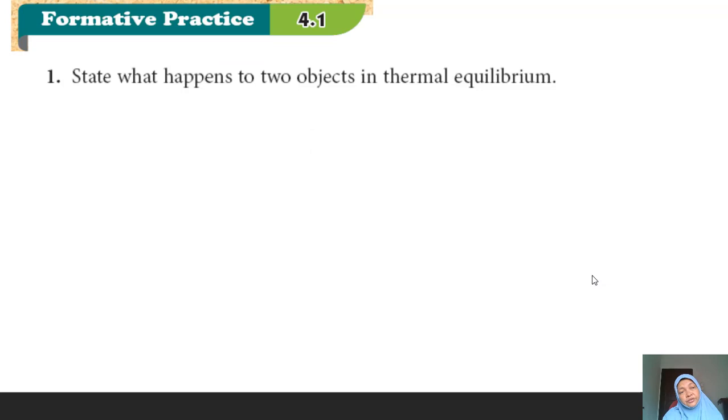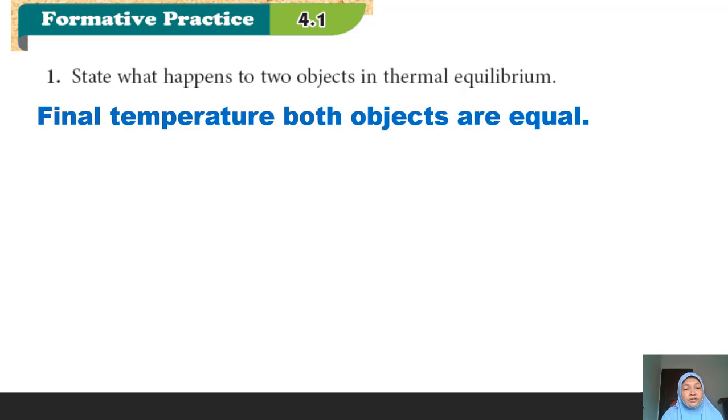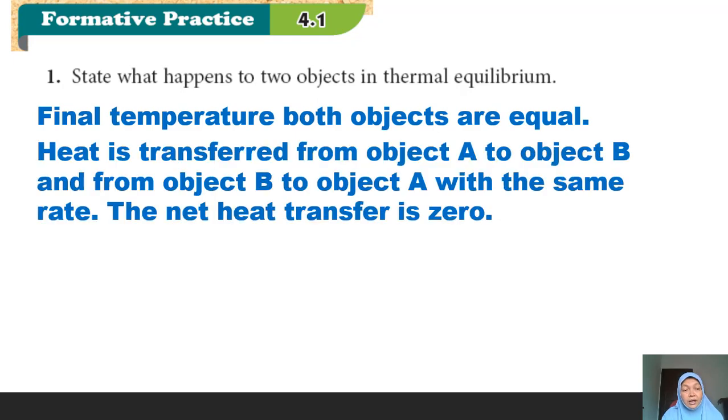So let's discuss the formative practice 4.1 on page 124. Okay, first question, state what happens to the two objects in thermal equilibrium. So the final temperature of both objects are equal, right? Another one, heat is transferred from object A to object B, and also from object B to object A with the same rate, and the net heat transfer is 0.